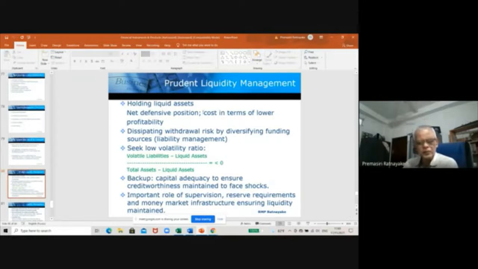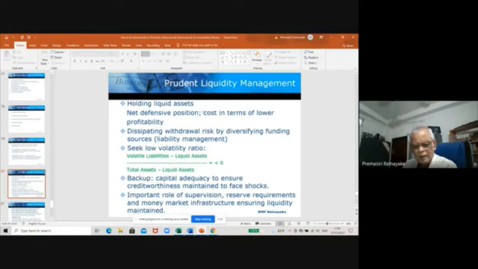Answer should be less than 0. So formula again: volatile liabilities minus liquid assets, divided by total assets minus liquid assets. That component, volatile liabilities minus liquid assets, when divided by total assets minus liquid assets, the answer should be less than 0. So that is a low volatility ratio.